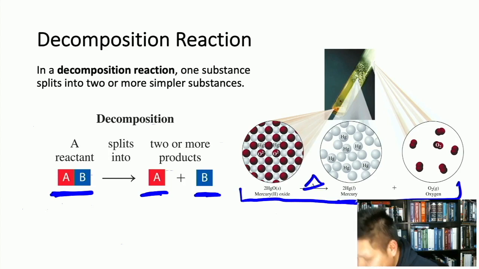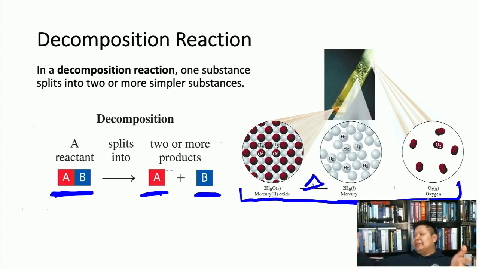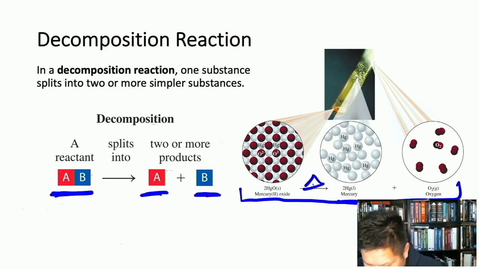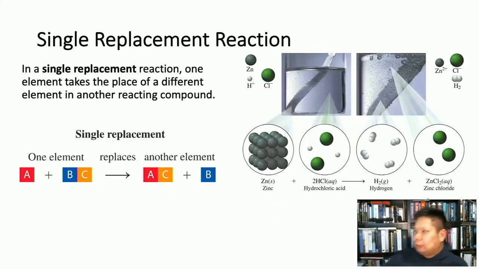And your constituent atoms break apart, and you get liquid mercury, 2 moles of that, and oxygen gas. Exactly the same thing as a combination reaction in reverse, right? Combination reaction is 2 things put together, make one product. Decomposition reaction is one reactant breaks apart to become 2 products.